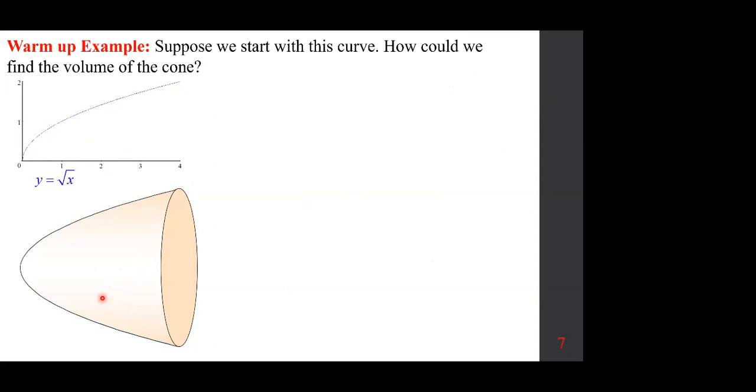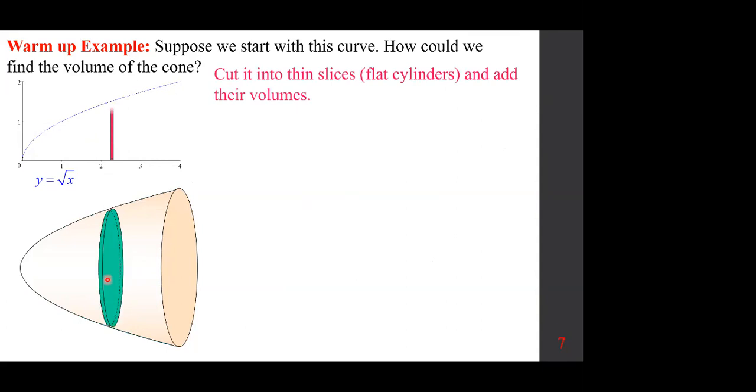So let's see what happens. Let's go through the process. Let's cut it into thin slices, flat cylinders, and add their volumes. Please understand what happens here. If you revolve this way, this goes like that. And this is one piece. And then you have this following shape.